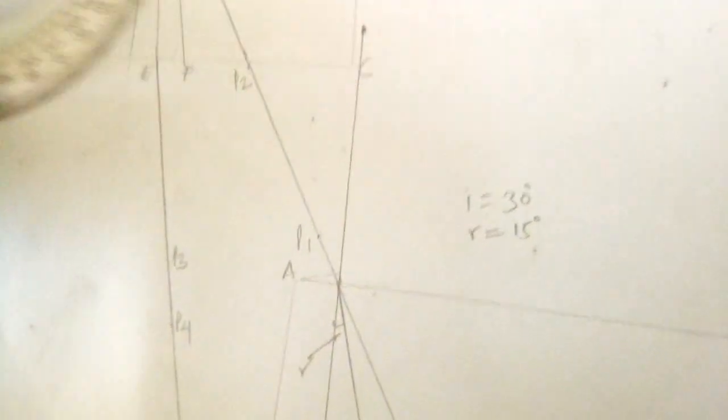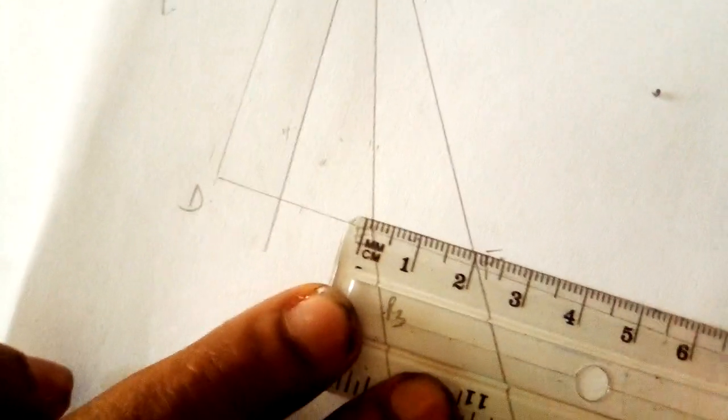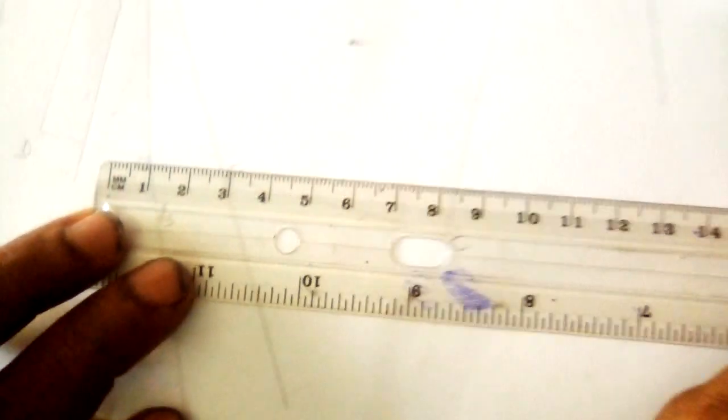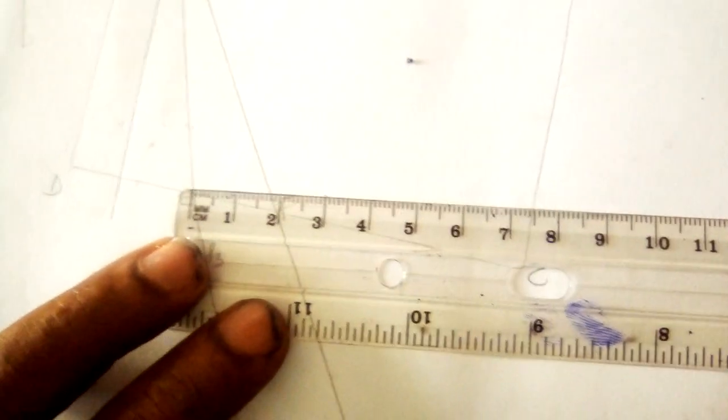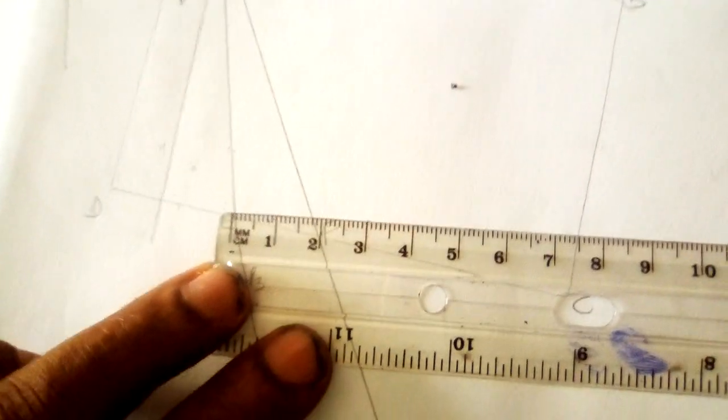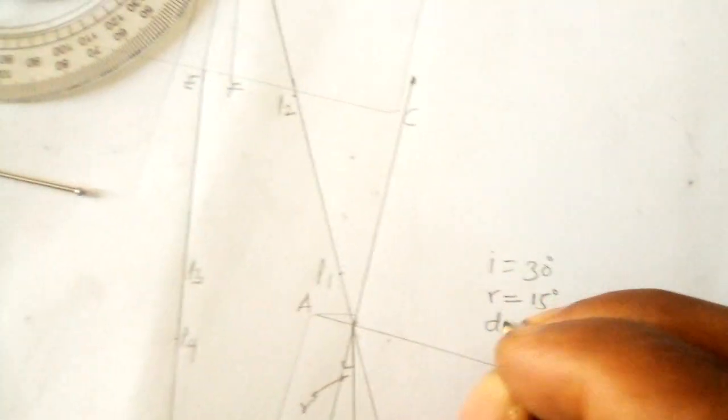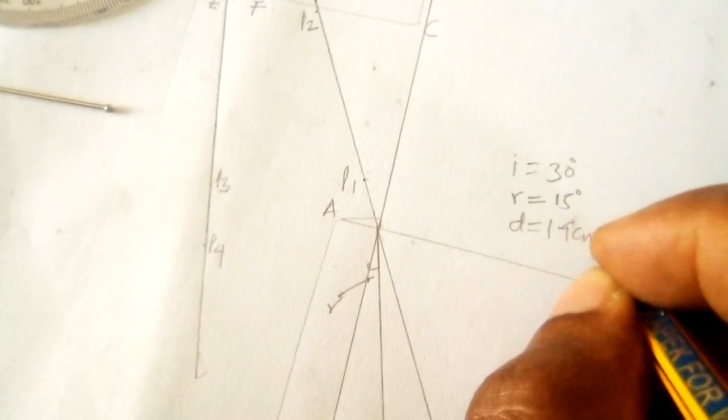We now measure the distance DC. The distance DC, that is from here, DEF, sorry, that is our small d, will now be measured. The value is around 1.9. So our small d is 1.9 cm.